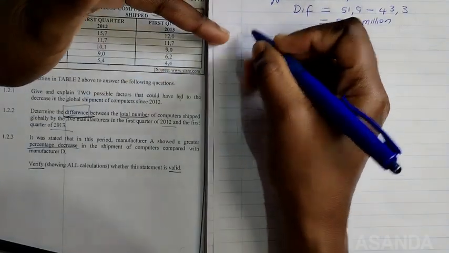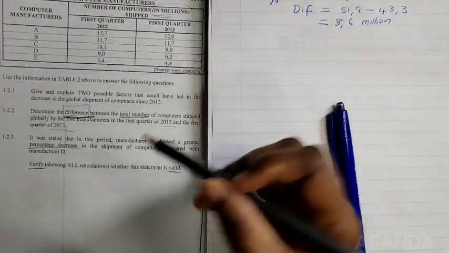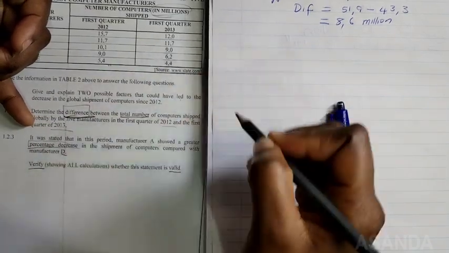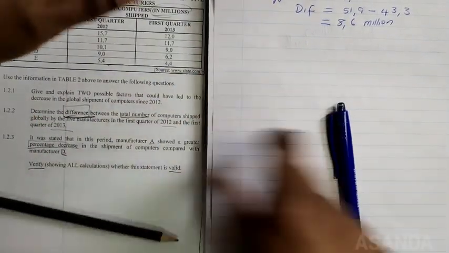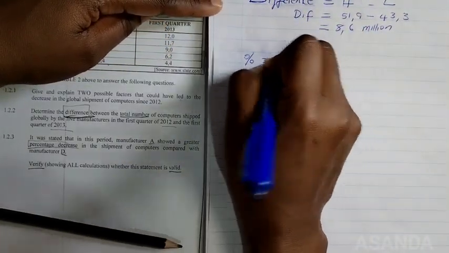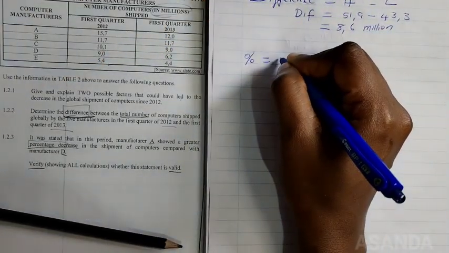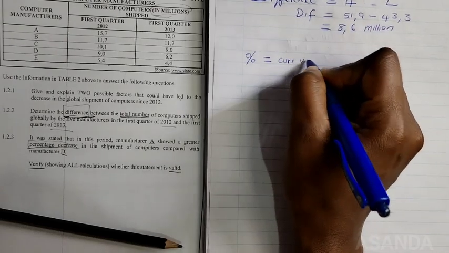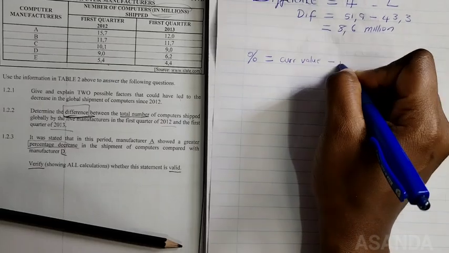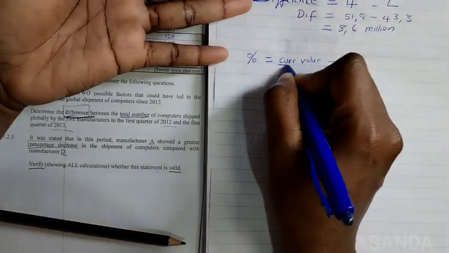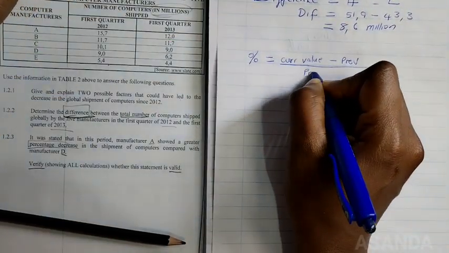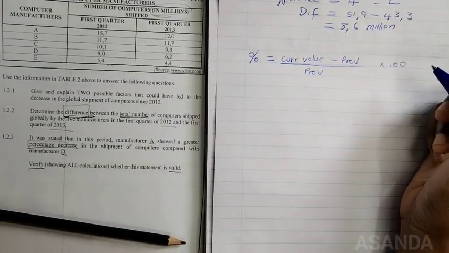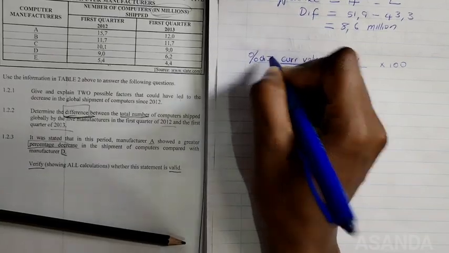So we're going to talk about percentage change. In order for us to verify this, we have to first get the percentage change for both manufacturer D and manufacturer A. Let's talk about that first. Okay, so percentage change is equal to current value minus previous value. You have to know this. Level 7, you have to know this. Divided by previous value times 100. Oh, I hope I got it right.